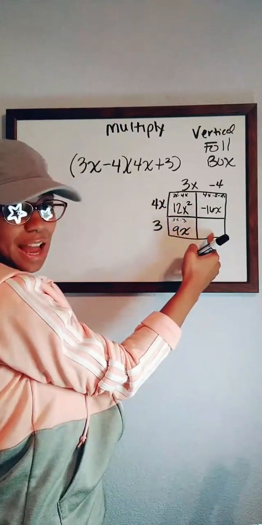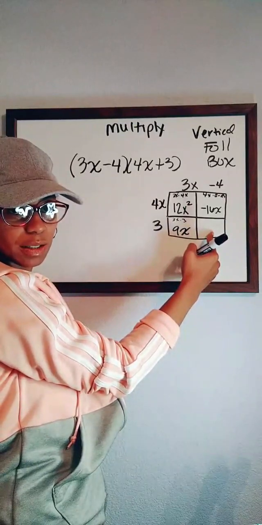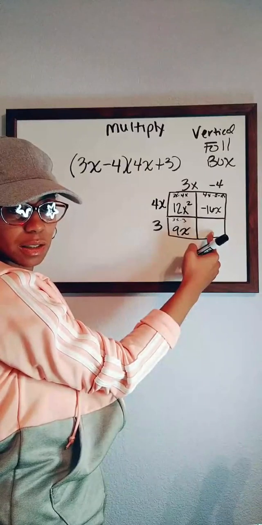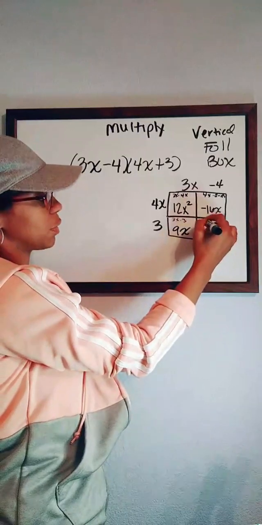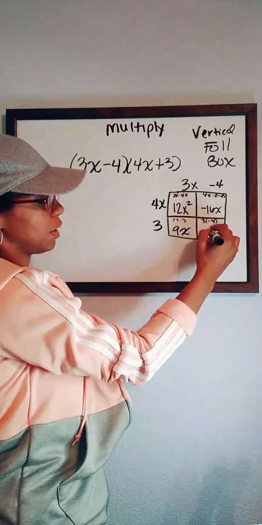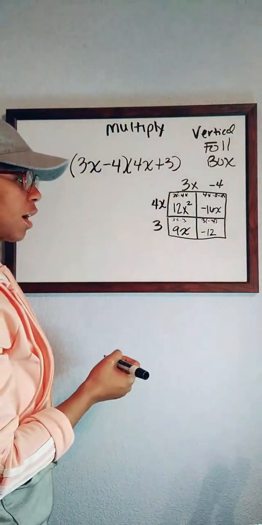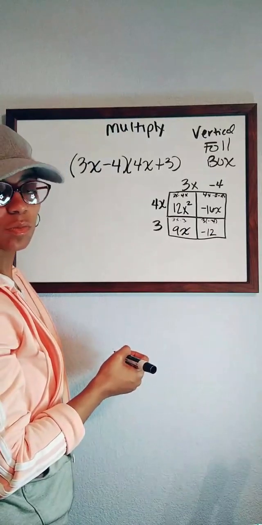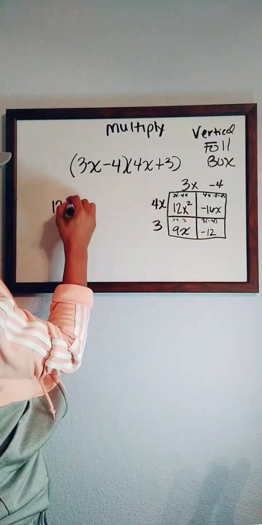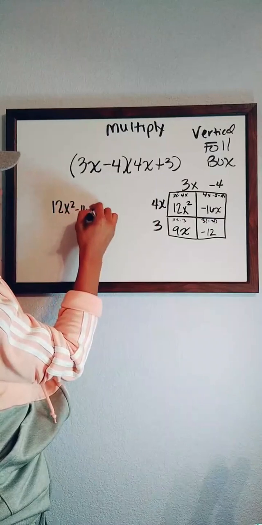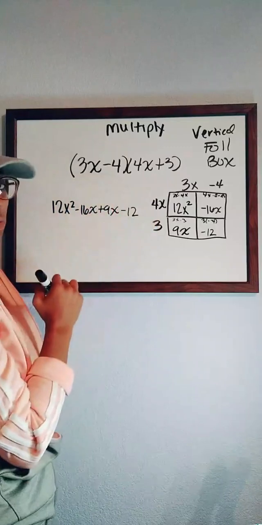And then in your last box, what two terms are you multiplying here? Three, very good. 3 and negative 4, which is going to give me a negative 12. Now from this, where do I go? Very good. So you can write all your terms out in your box. 12x squared minus 16x plus 9x minus 12.